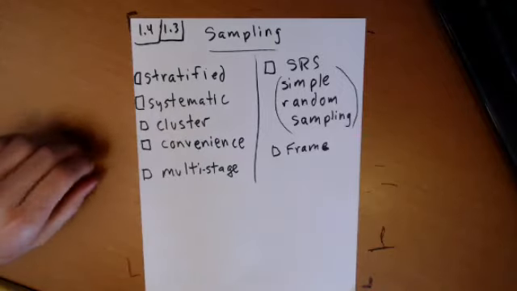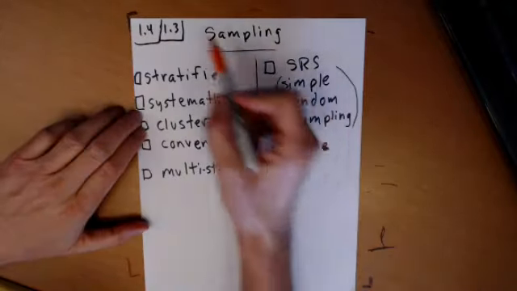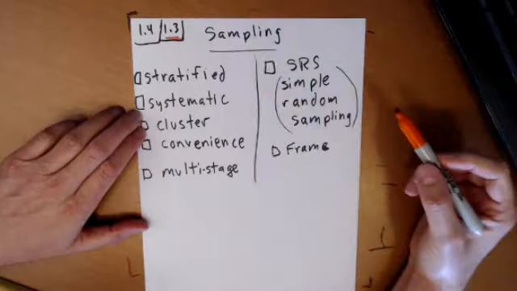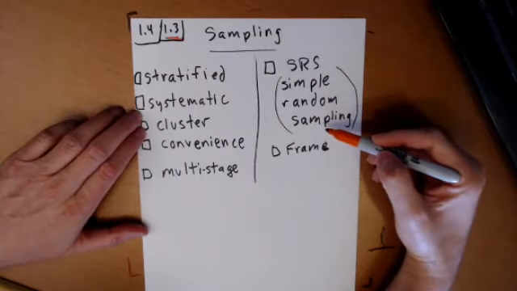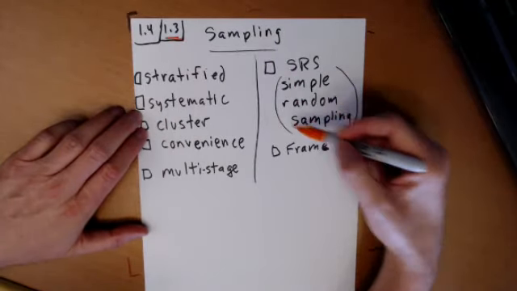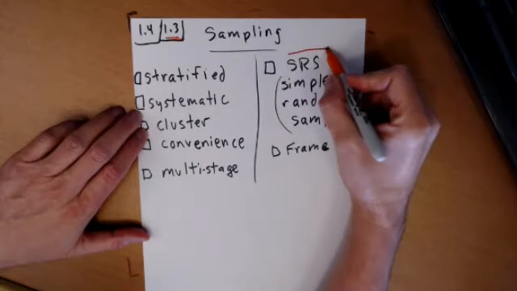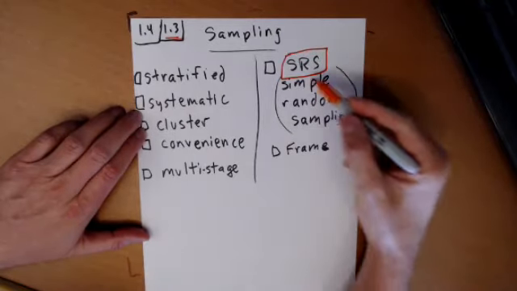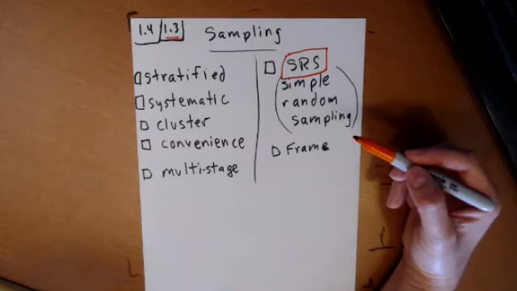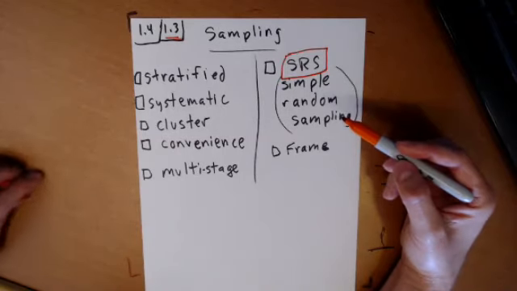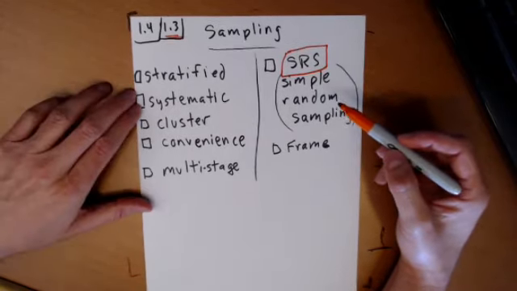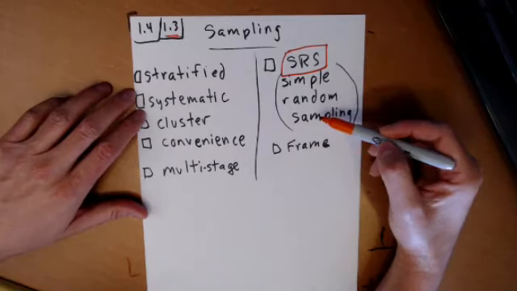Hey folks, let's talk about sampling. In 1.3 they talk about simple random sampling. Simple random sampling is abbreviated as SRS. It's the most powerful type of sampling, but it's usually the most complicated. So here's a great example of a simple random sample.